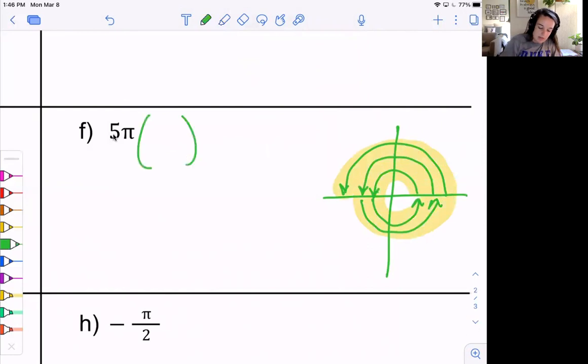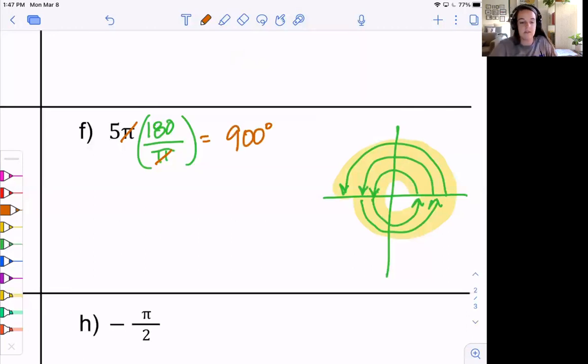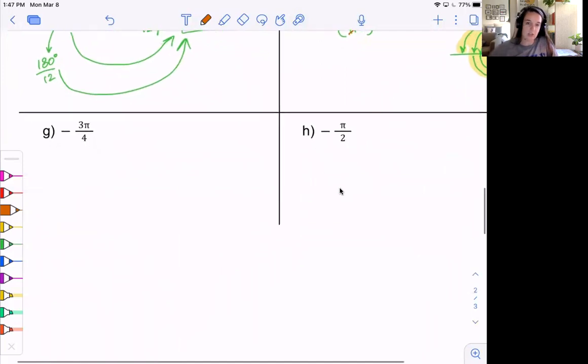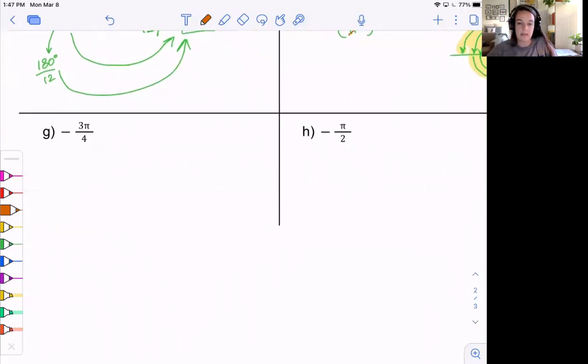So I'm thinking, okay, I want pi on the bottom so that it will cancel. Give me 180, cancel 1 pi and pi. We get 180 times 5. 180 times 5 is 900 degrees. So if you're a skateboarder, that's when you turn around 2.5 times, right? So a 360, then another 360, and then another half turn there. 900. Okay, go ahead and try G and H on your own and come back to me when you're done.